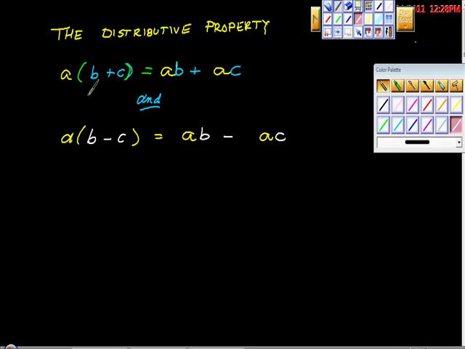If I have a times the quantity b plus c, it's the same as saying a times b plus a times c. Right? So a times b is ab, a times c is ac. Or, if it was subtraction, it would be a times the quantity b minus c is the same as a times b minus a times c. Okay, so you're not impressed, and you stayed with me long enough, but let's look at this really quickly.